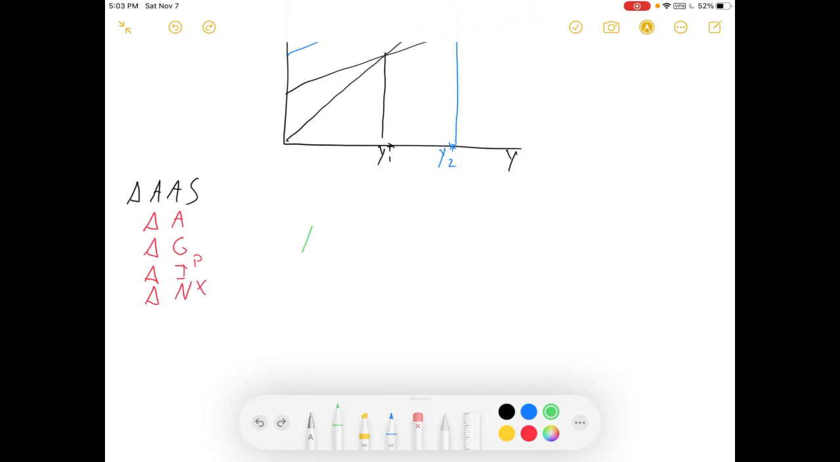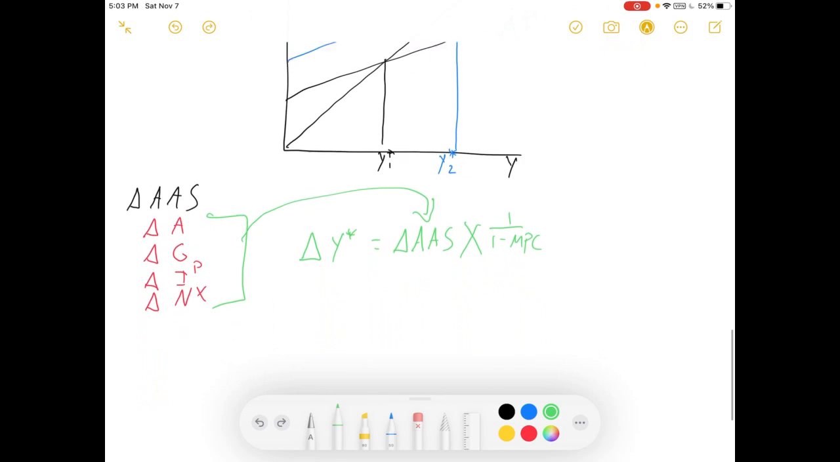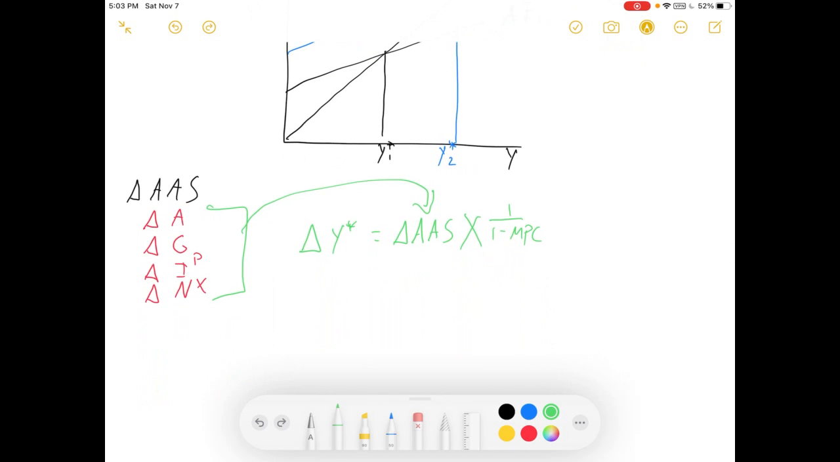So I'm going to give you an important result now, which is that the change in Y star is equal to the change in aggregate autonomous spending, which again can encapsulate any of those categories, times 1 over 1 minus the MPC. That's an equation for you to remember. Remember, the MPC is the slope of your aggregate expenditure line. The slope of that line, 1 over 1 minus MPC times the change in spending, is the change in GDP. Now, if you're in my principles class, you might not need to know as much math about this. You might just need to memorize this equation.